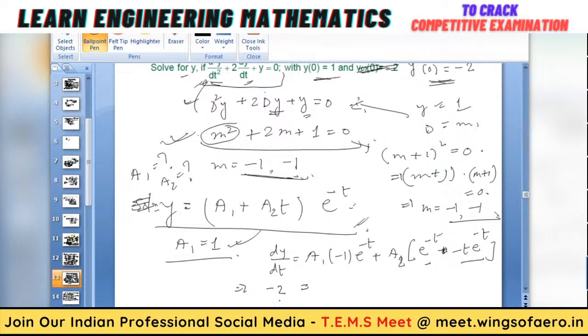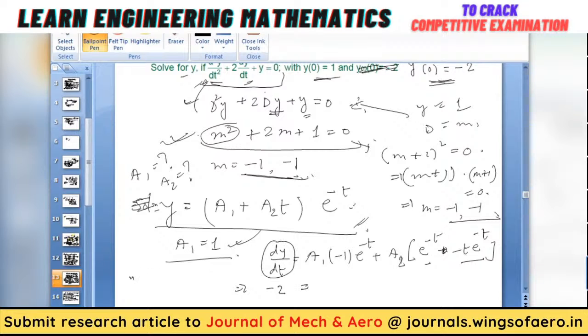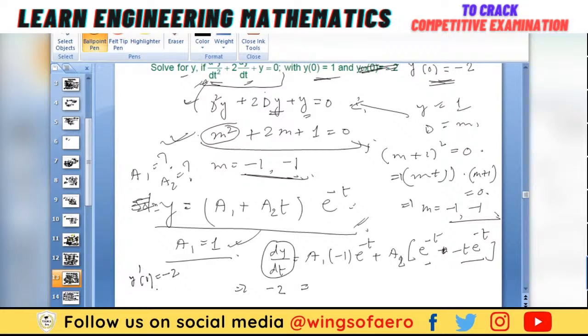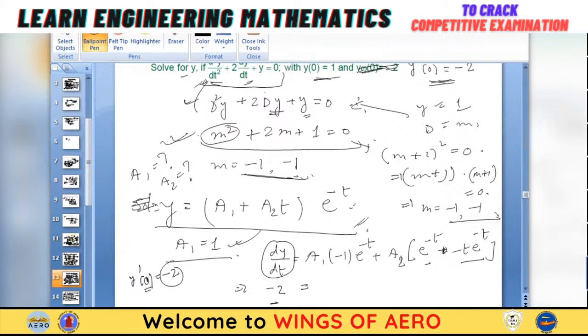It is minus 2. dy/dt equal to minus 2. y dash 0, this is y dash. dy/dt equal to y dash. So the condition is y dash 0 equal to minus 2. So the dy/dt value is minus 2. Put here minus 2, and t is equal to 0. Put here t equal to 0.